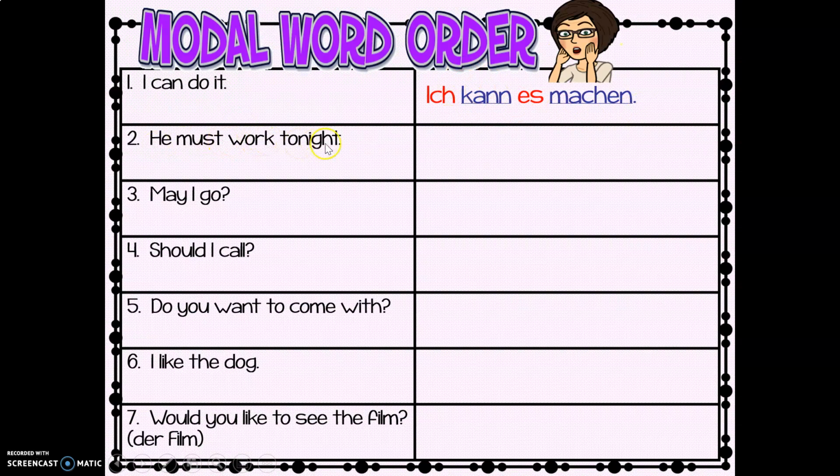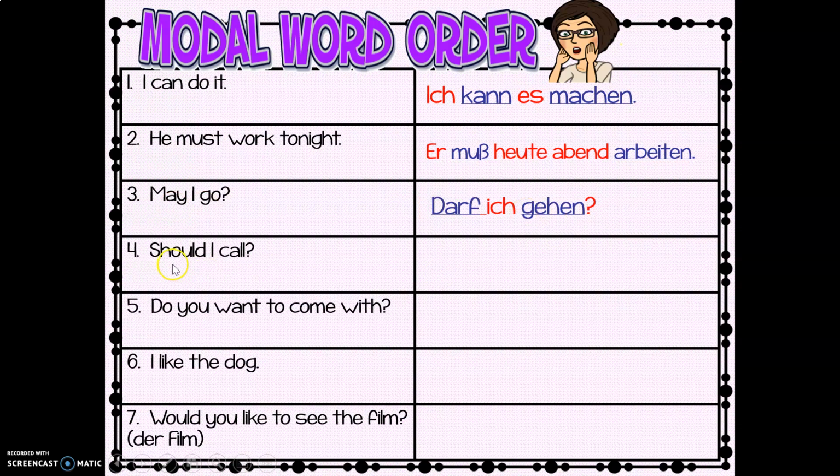He must work tonight. So it's really going to be he must tonight work. The modal is in the correct position and the infinitive is at the end. May I go? This is a question without a question word, so we're going to start with our modal. Darf ich gehen? Infinitive at the end.